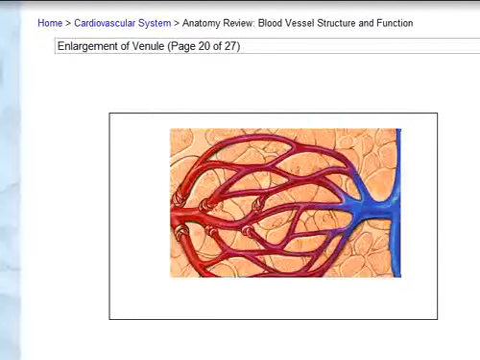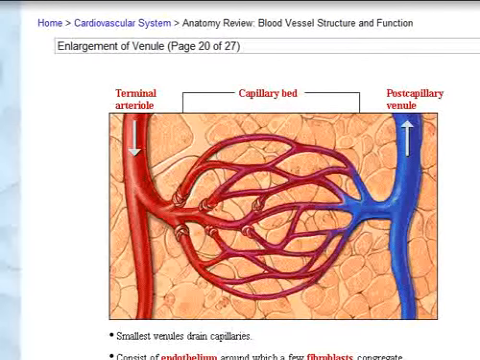The smallest venules, which drain capillaries, consist entirely of endothelium, around which a few fibroblasts congregate.